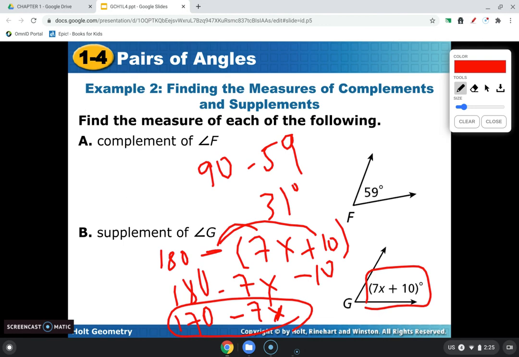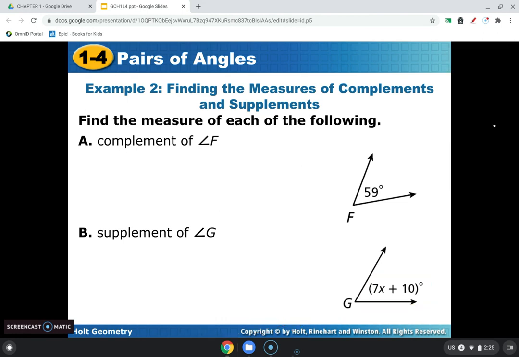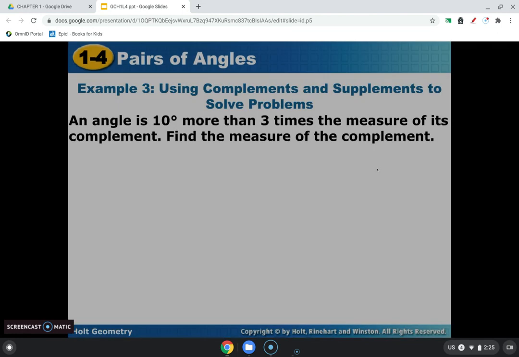You can double check this to make sure it works. This and this should add up to 180. Well, negative 7x plus 7x cancels. 170 plus 10 is 180. So in these problems, when they give it to you in terms of x, you leave your answer in terms of x. All right.